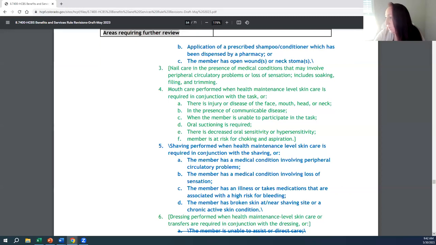or A, there is injury or disease of the face, mouth, head, or neck. B, the presence of communicable disease. C, when the member is unable to participate in the task. D, oral suctioning is required. E, there is decreased oral sensitivity or hypersensitivity. F, member is at risk for choking and aspiration.